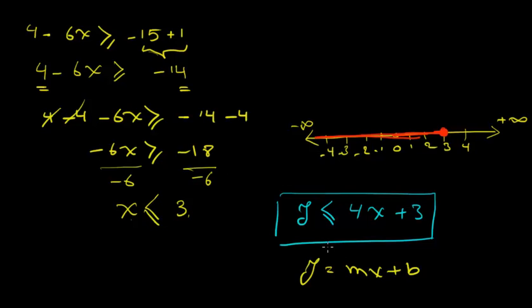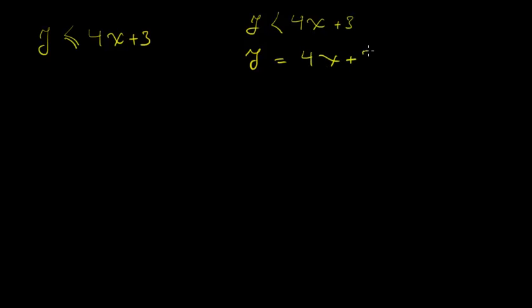Let's solve this one. y is less than or equal to 4x plus 3. What does it actually mean? It means y can be less than 4x plus 3, and also it could be equal to 4x plus 3, right? Now, we know how to graph y equals 4x plus 3, right?